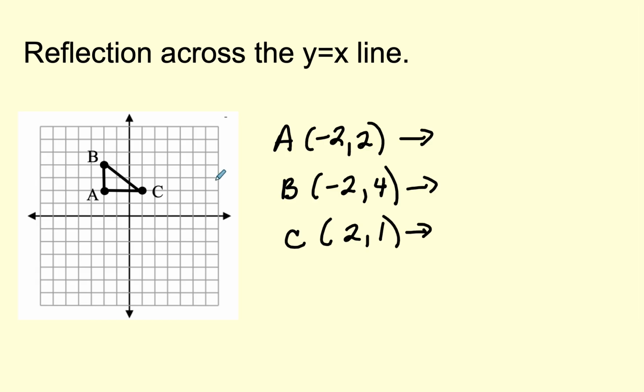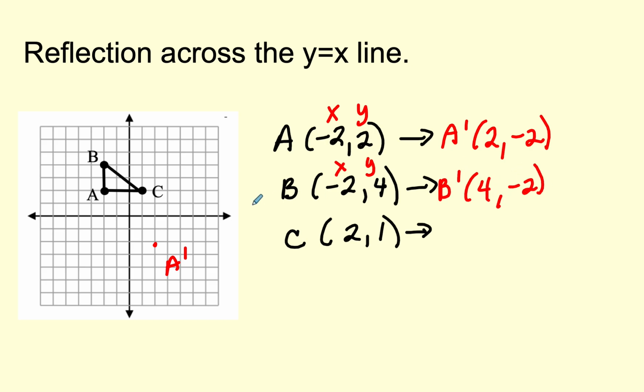Let's go ahead and do a reflection across the y equal to x line. So remember that the rule is to exchange the x and y. So this will be A prime and this will be 2, -2. Let's go ahead and graph it. A prime is 2, -2. B, remember this is x and y, and I'm just going to exchange places, and that'll be 4, -2. So this is 1, 2, 3, 4, and then -2. And then this is B prime.